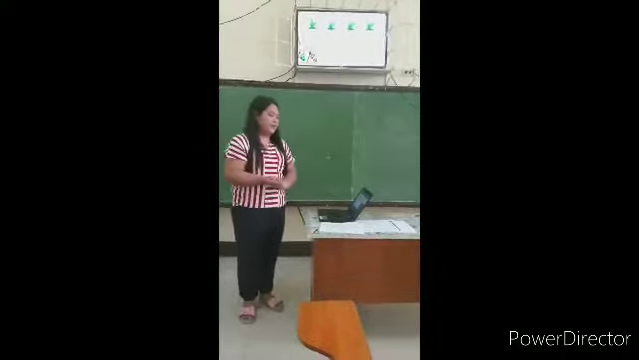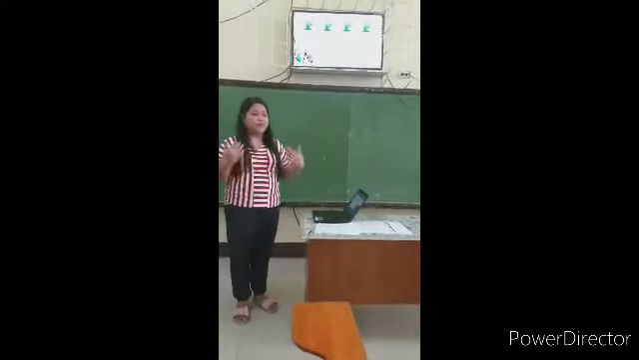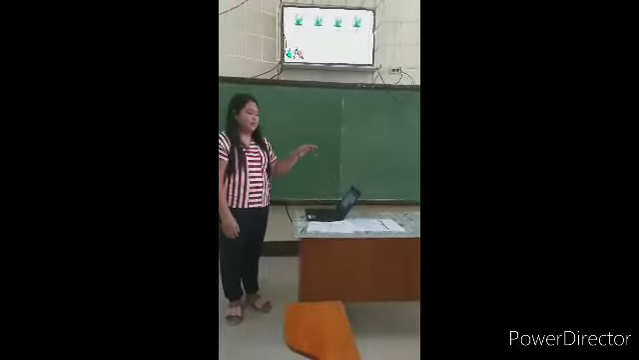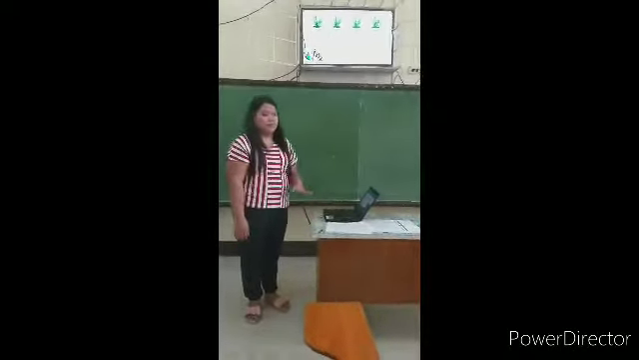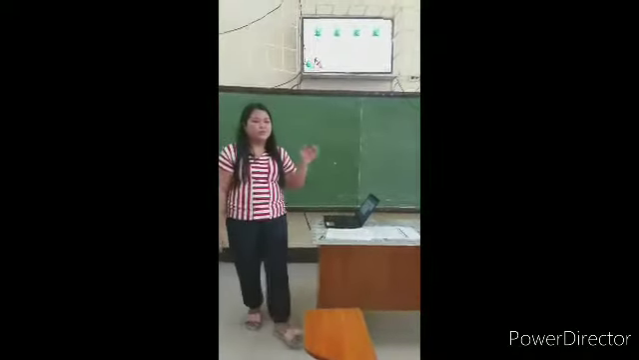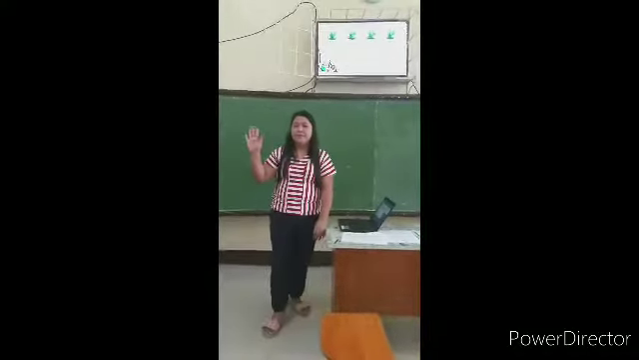Okay, so the correct answer is 24. So there are 24 possible ways to arrange 3 of these 4 potted plants in a row. Okay, so what method did you use, Angelo? Okay, you made use of the listing method. Who else used another method?